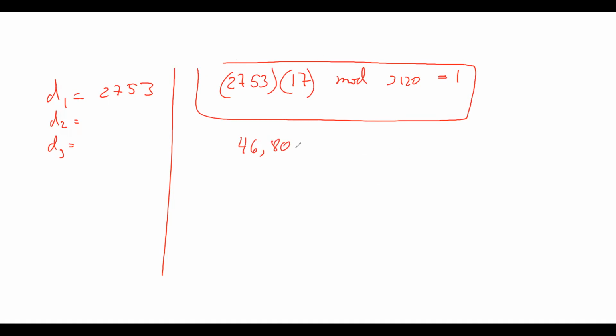You can work this out on your own and convince yourself. It's 46,801 mod 3120 equals 1. They should match. Both of these should match, and that just means the remainder should be equal to 1.